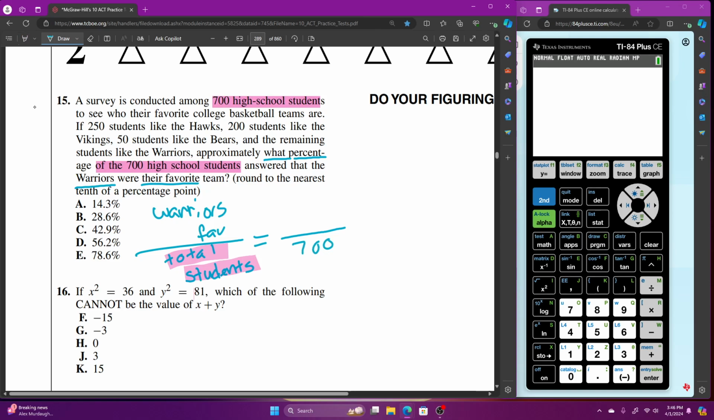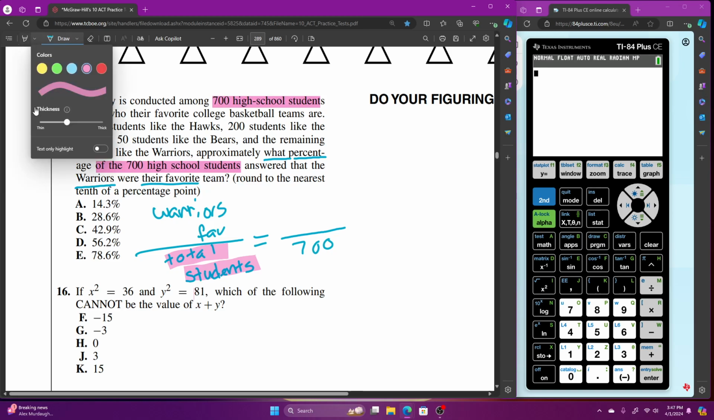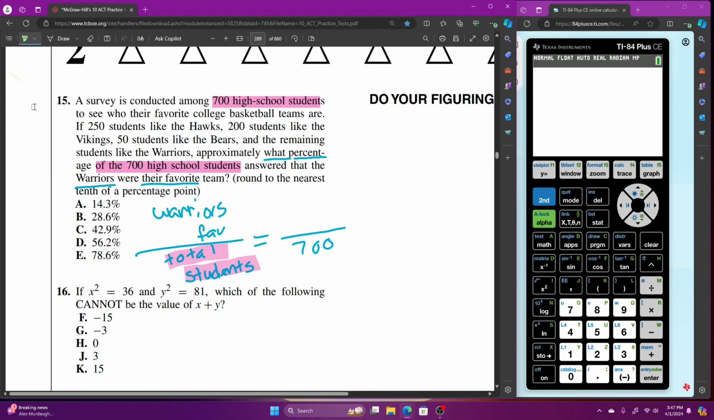And now we need to find out how many of those students have the Warriors as their favorites. And it says the remaining students like the Warriors. So there were 700 students to begin with. And 250 like the Hawks, 200 like the Vikings, 50 like the Bears. So whatever's left are the remaining students. That's who likes the Warriors.